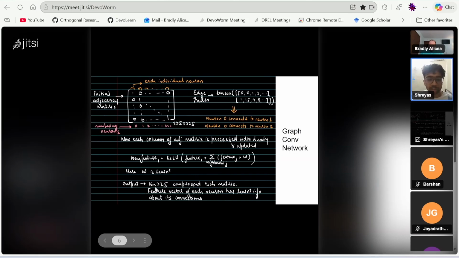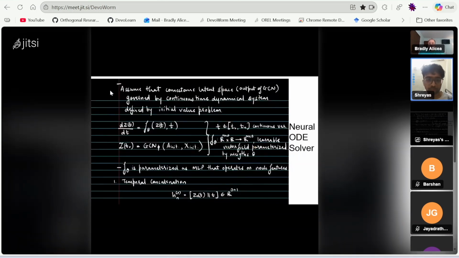My output is basically a 16 cross 225 compressed matrix. So my vector length decreases from 225 to 16, and the feature vector of each neuron has learned the info about its connection and its neighborhood. I'll stop here for a second if there's any doubt in the graph convolutional network, because this is what the neural ODE is built on. That looks good, yeah. Right. So I'll come to the neural ODE now.